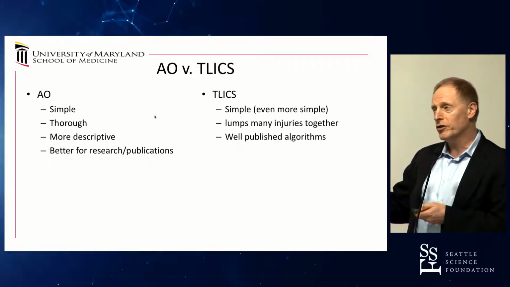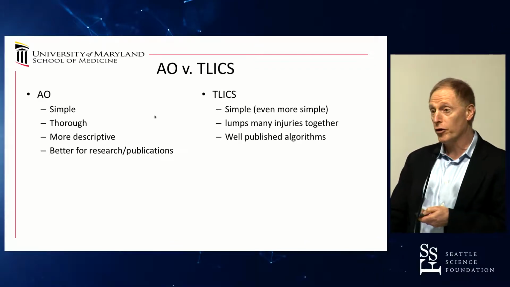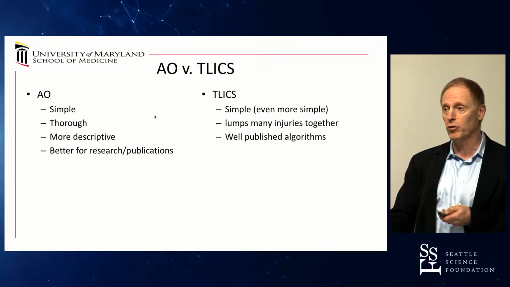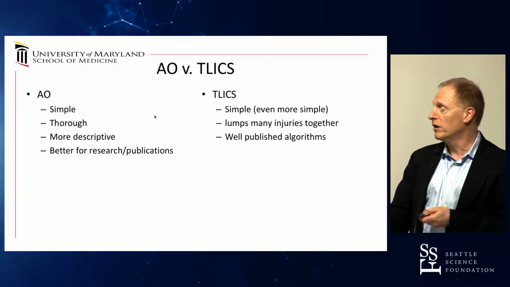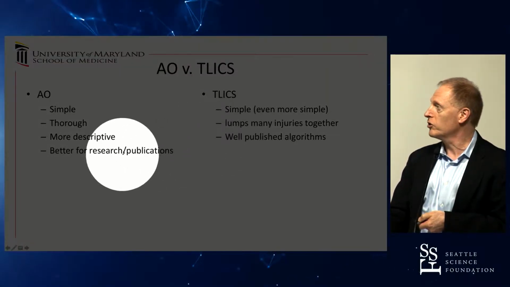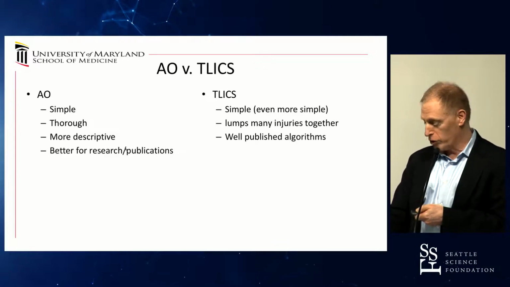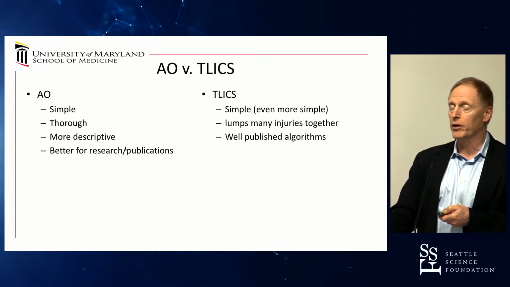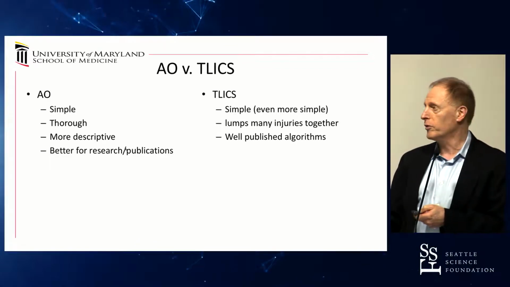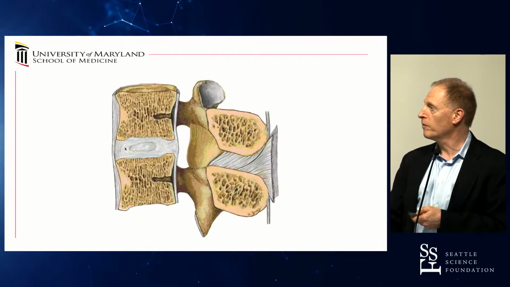AO is pretty simple if you just stay at ABC and don't get down into the weeds of the subclassifications. It's very thorough. It's more descriptive to me than the Tilaks classification. It gives you more information about the anatomy of the injury. So in that way, I think it's better for research and publications. Tilaks is very simple. It's even simpler than AO. Unfortunately, it lumps many injuries together, but there are fairly well-published algorithms that go along with Tilaks to look at treatment, which would be helpful to people who have less experience in spine trauma care.